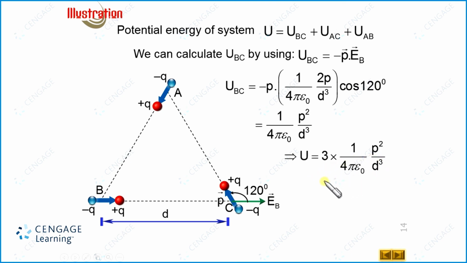We can further simplify. This is equal to 3 by 4 pi epsilon naught p squared divided by d cubed, and p is equal to q multiplied by a. So p squared equals q squared a squared. So this is the potential energy of the system.